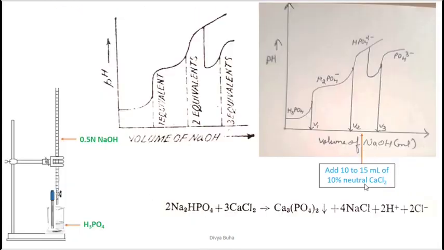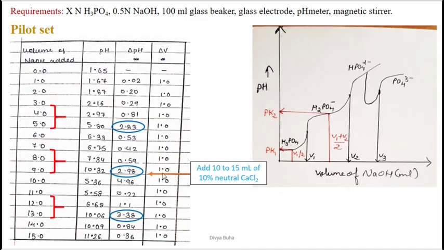But since you have obtained over here the second jump, as I have told you, after the second jump immediately you need to add 10 to 15 ml of 10% neutral calcium chloride. So over here, after taking this reading of 9 ml addition of NaOH, immediately you need to add 10 to 15 ml of 10% neutral calcium chloride solution.